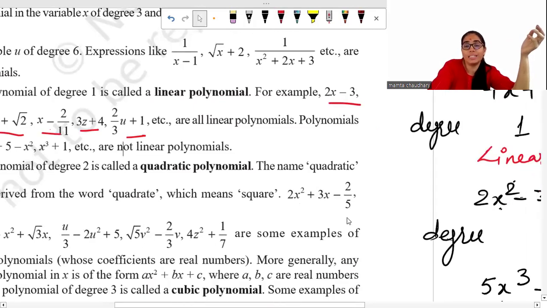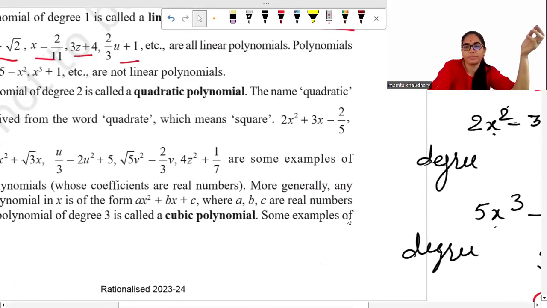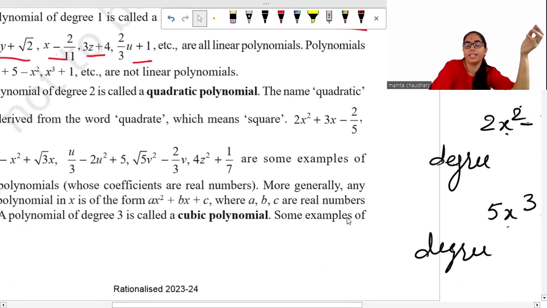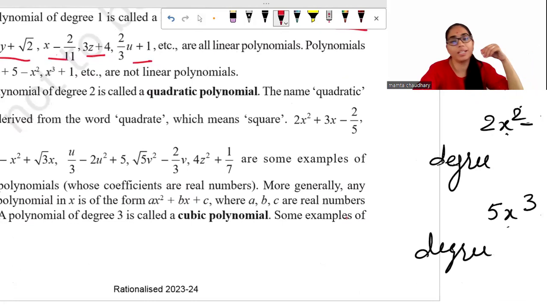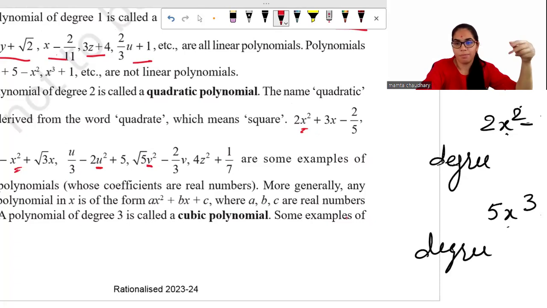Okay, now let's see other examples. Now here 2x square plus 3x minus 2 by 5. Highest power x square, 2. So the degree will be 2. Here minus x square plus root 3 into x. Highest power x raised to power 2. Now u by 3 minus 2u square plus 5. So the highest power of the variable u is 2. Here root of 5 v square minus 2 by 3 v. This v square is outside the bracket. So this v square has power 2.